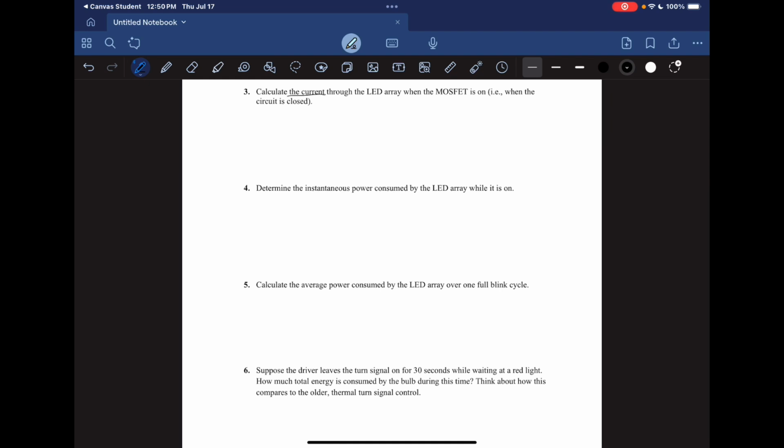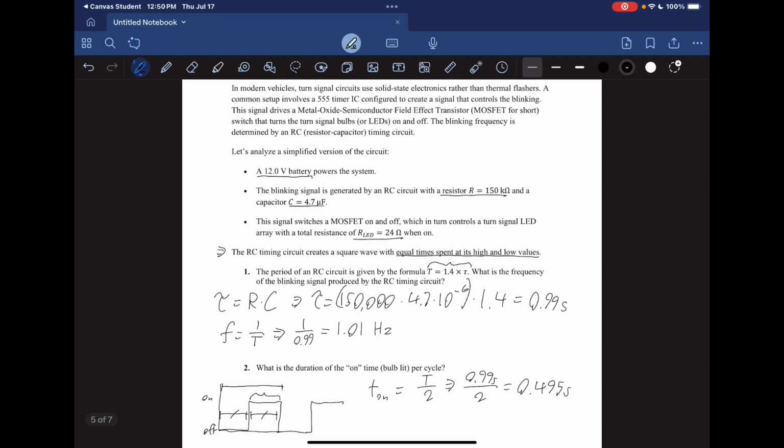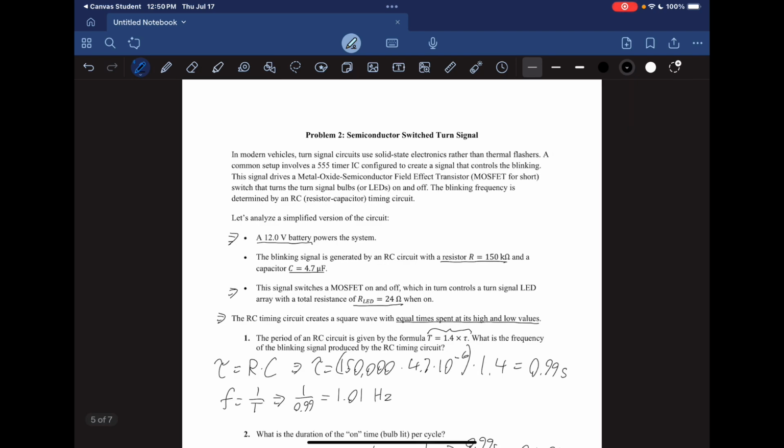Okay, so question 3 asks us to calculate the current through the LED array when the MOSFET is on. So going back to our initial problem, the things that I think about for current are voltage and resistance. We have voltage here, and we have our resistance defined here. So I'm going to write voltage equals 12 volts, and resistance equals 24 ohms.